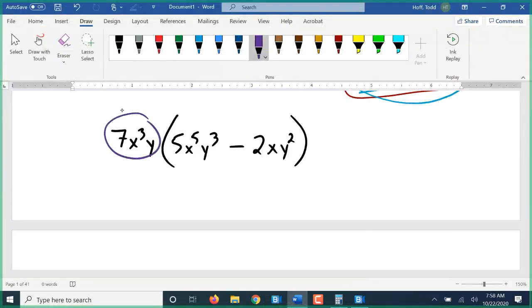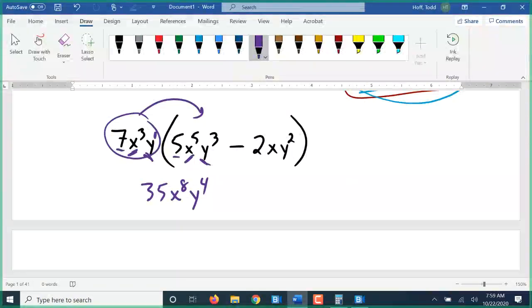We're going to take this 7x to the third y times 5x to the fifth y to the third. We combine the counts. 7 times 5 is 35. We combine the x's. X to the third times x to the fifth. 3 plus 5 is 8. That's x to the 8th. We combine y's. Y times y to the third. Well, remember, we think of that as y to the 1, so 1 plus 3 is 4. That's y to the 4th.